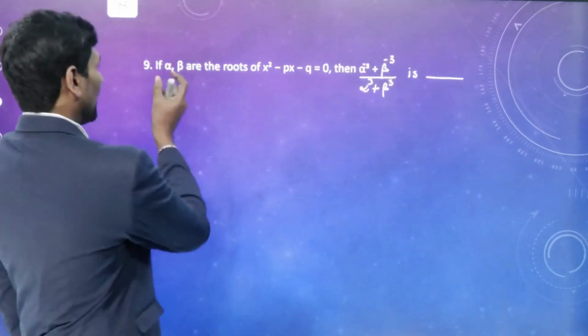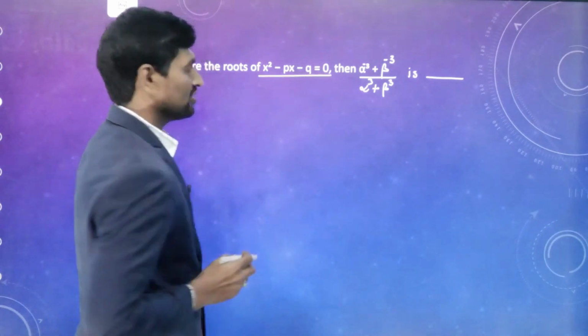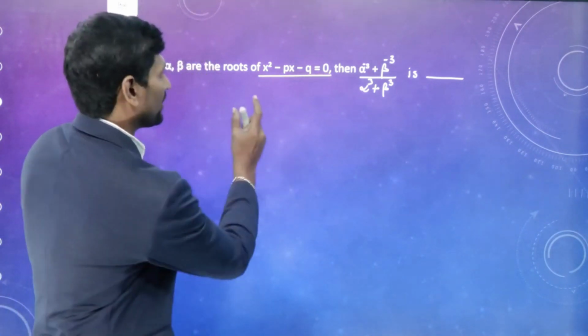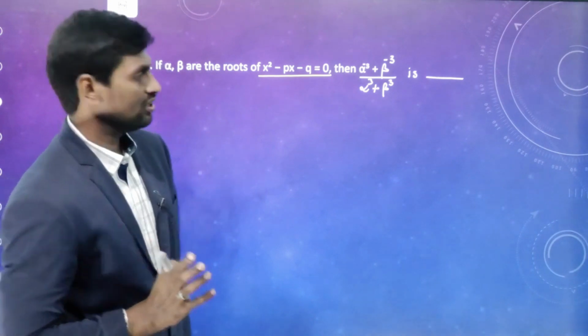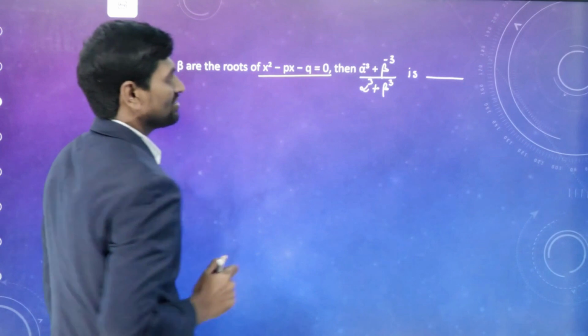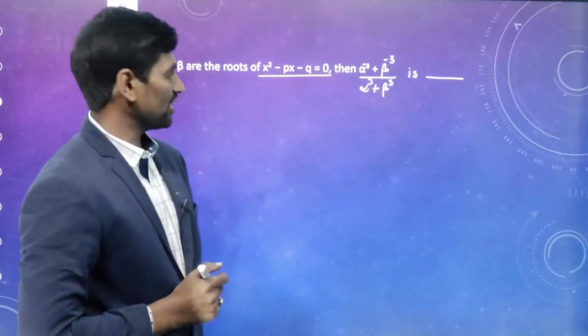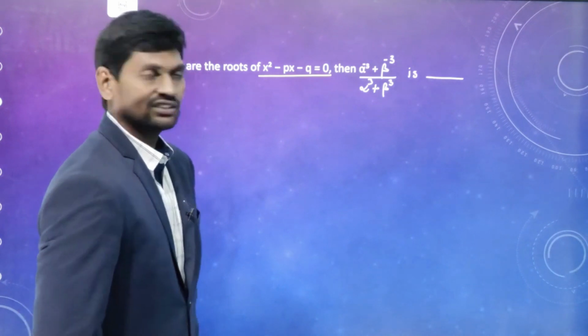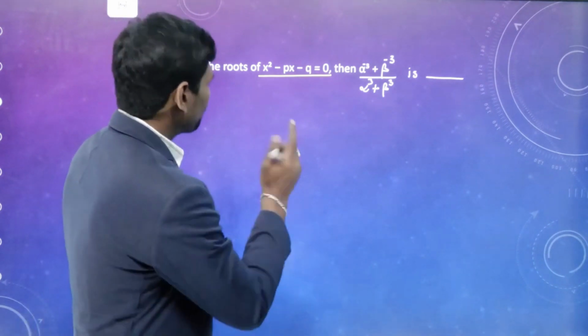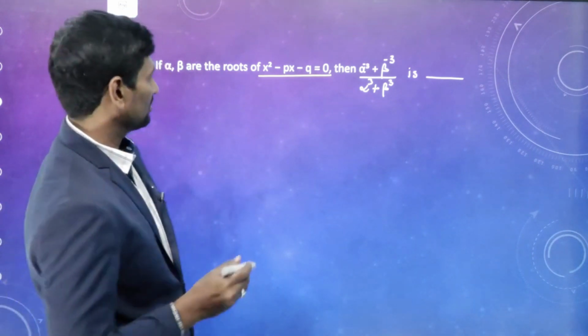See here, alpha, beta are the roots of the equation x square minus px minus q equals to 0. Then find alpha power minus 3 plus beta power minus 3 by alpha cube plus beta cube. Okay. Right. So let me identify sum of roots and product of roots first.